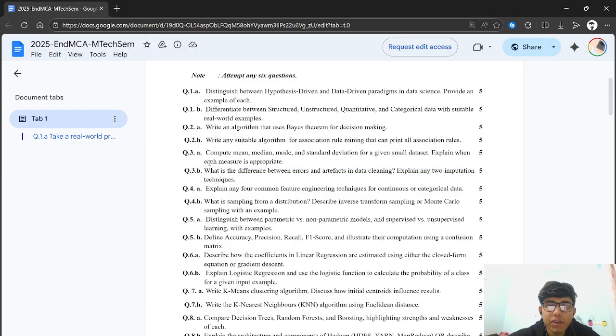Hi, so let's continue solving our EndSem question paper. For this video, we are going to solve question number three. So let's start with the first subpart. Compute mean, median, and mode and standard deviation of a small given data set. Explain when each measure is appropriate.